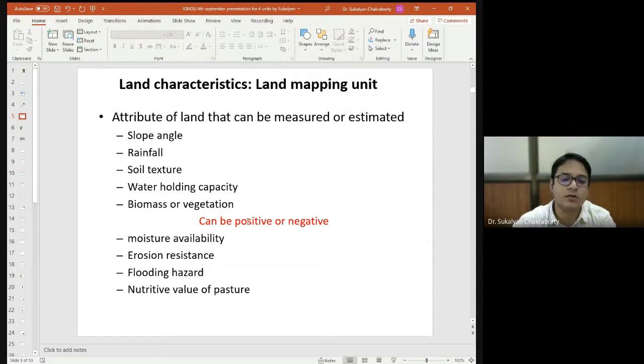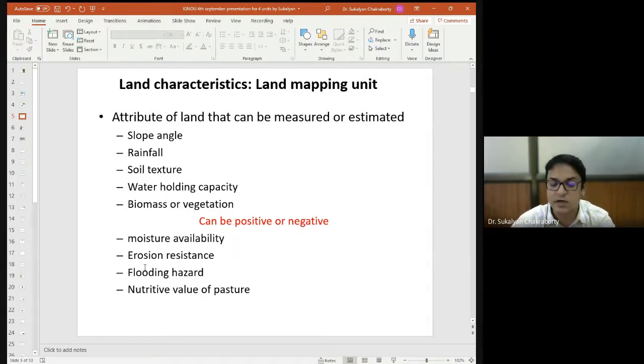Now, when I talk about these features, soil texture, say moisture holding capacity, etc., they can be either positive or negative. Like moisture availability. Moisture availability can be very low, or it can be moderate, which is good for vegetation, or sometimes it can be very high. Very high means we are talking about waterlogged soils. They're also not good for all types of vegetation. Erosion resistance.